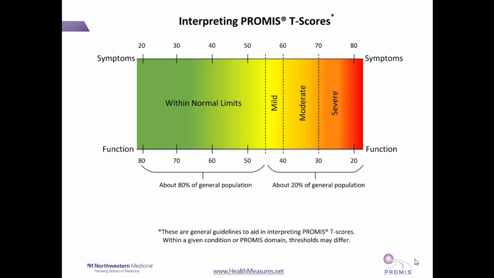PROMIS T-scores can also be interpreted as representing normal, mild, moderate, or severe symptoms or dysfunction. These are the default thresholds or cut points. For symptoms like fatigue or depression, scores below 55 are within normal limits. Symptom scores between 55 and 60 are mild. Symptom scores between 60 and 70 are moderate. And a symptom score over 70 is considered severe. For measures of function, like physical function or cognitive function, you can use the values here. These are general guidelines, and within a specific group of patients or specific PROMIS domain, these thresholds may vary.